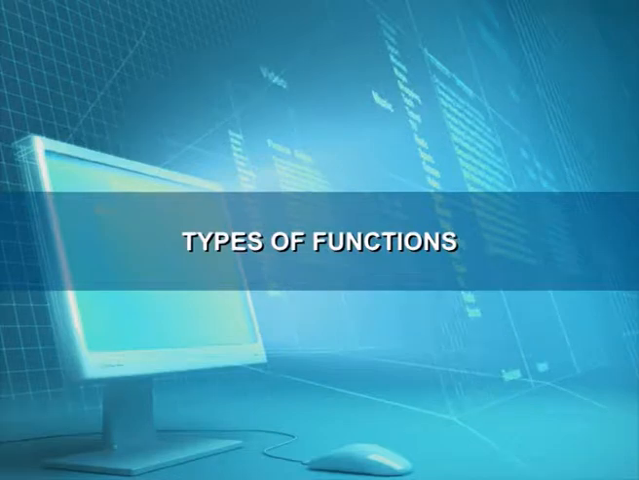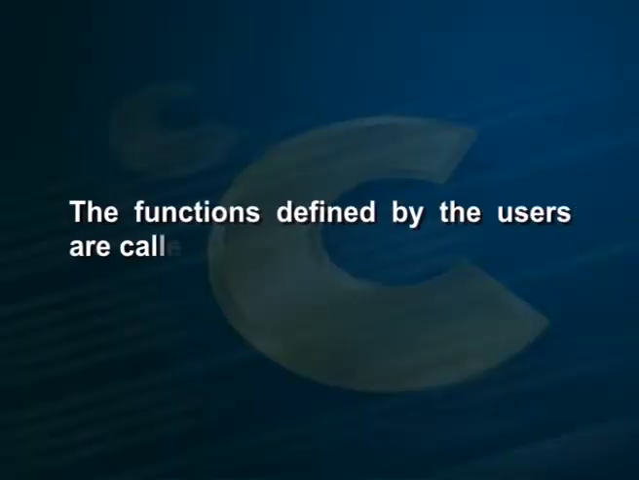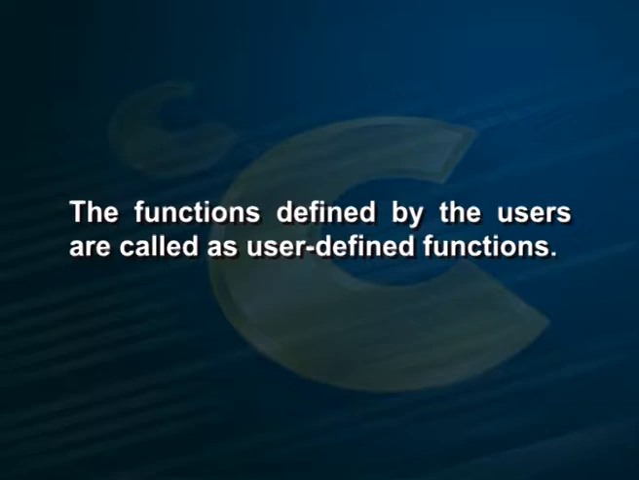Types of functions. A C program is made up of one or more functions. Based on the nature of creation, functions can be classified into built-in functions and user-defined functions. Built-in functions are predefined and supplied with the compiler. These are also called library functions, and all these functions are available in the C library. The functions defined by the users are called user-defined functions. So far, you might have used only one user-defined function called main.